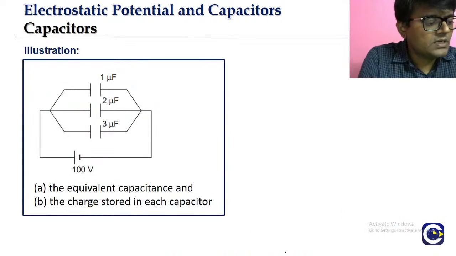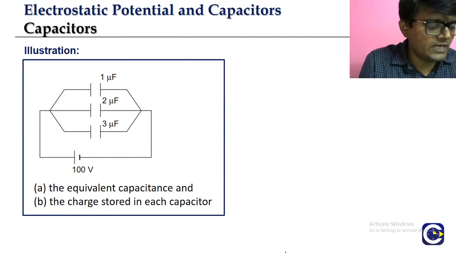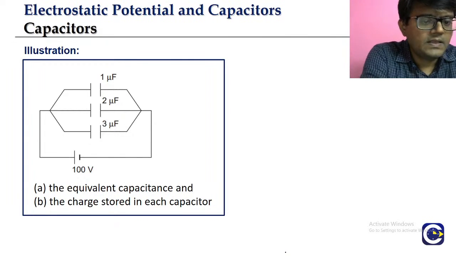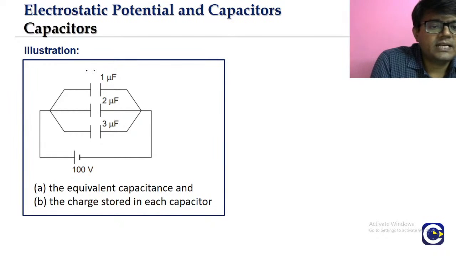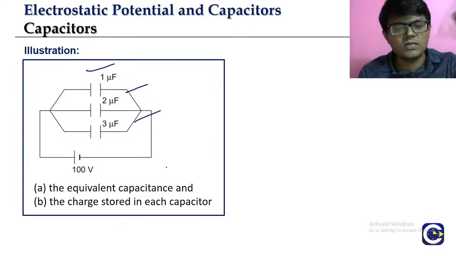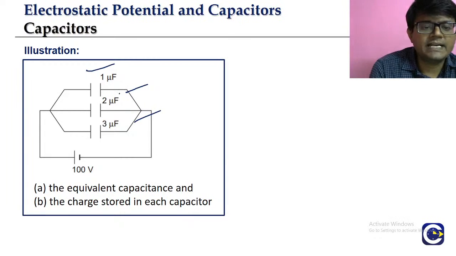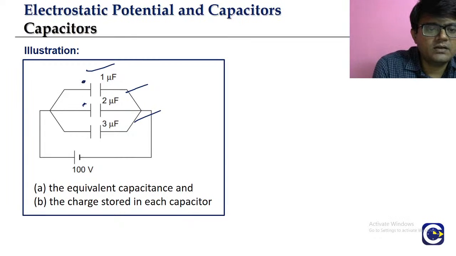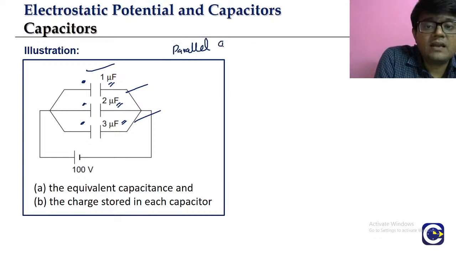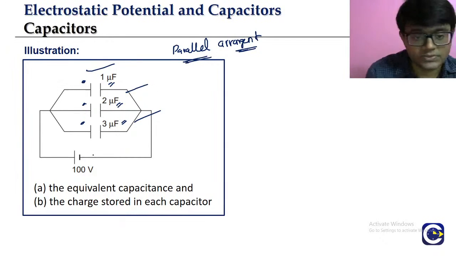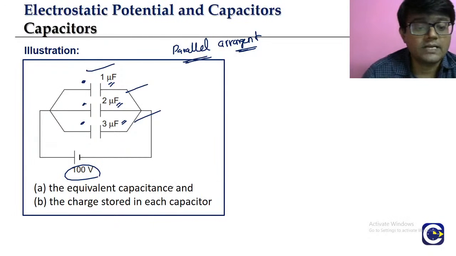இங்க பாருங்க, this is a sample kind of question. In this parallel arrangement, இங்க பாருங்க, there are these 3 capacitors, 1 2 3. எப்படி, how they are connected? All these first terminals are connected, all the second terminals are connected. So this is the parallel arrangement, and they are connected in parallel to the voltage source. What is the source voltage? 100 volt.